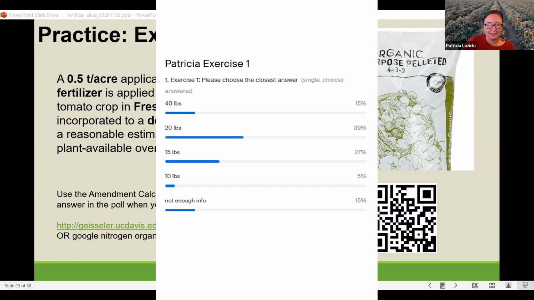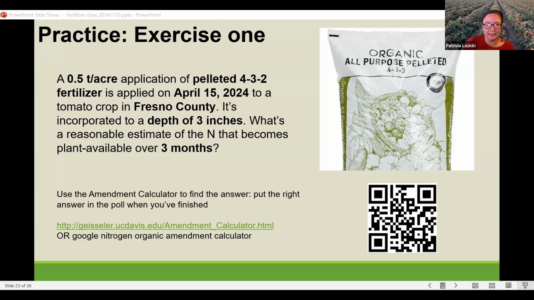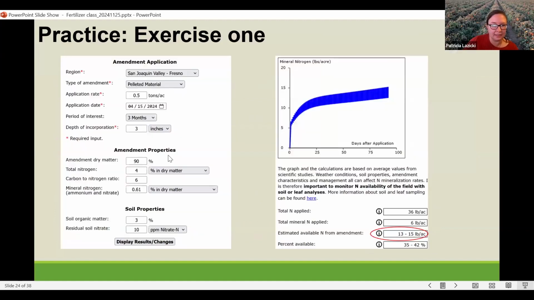Okay. So I think I'll go ahead and end the poll. Here are our results. And I will go over what I thought was the right answer, but looking forward to having discussion. So it should be pretty straightforward.